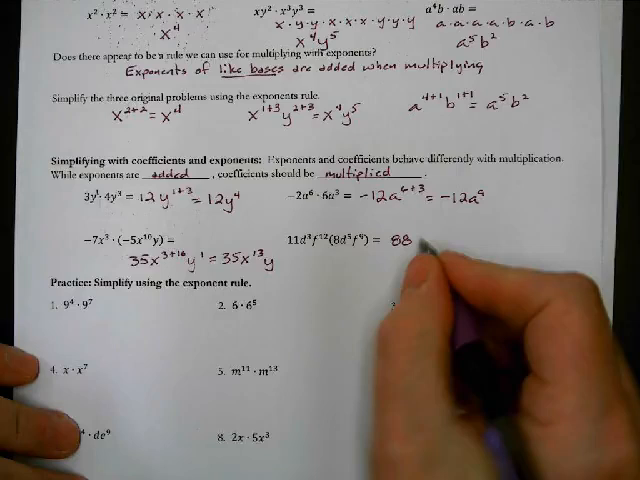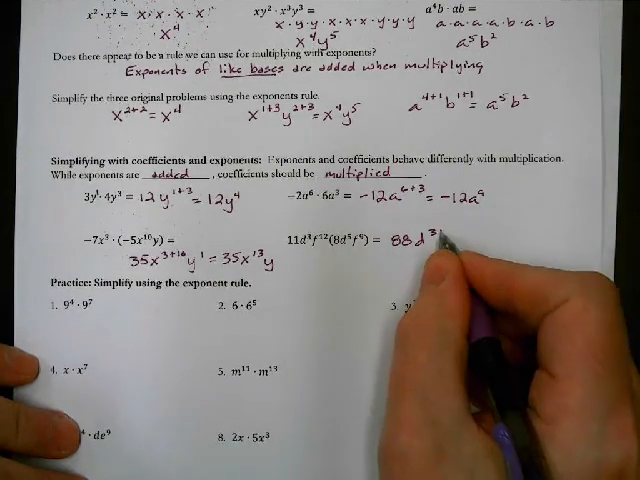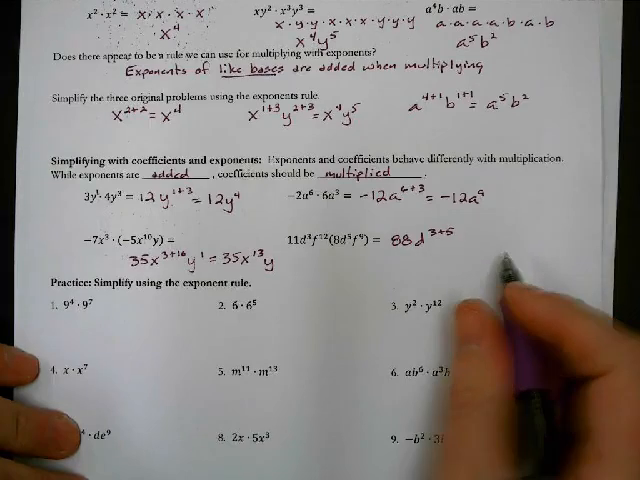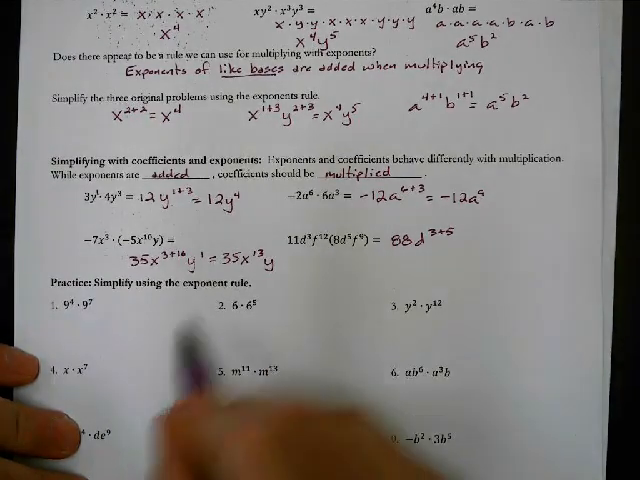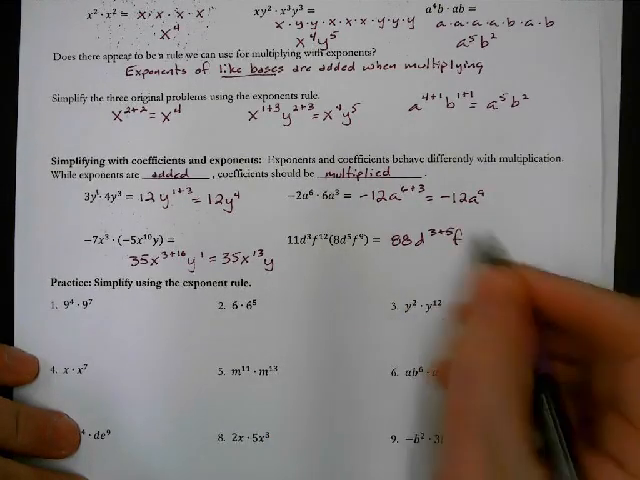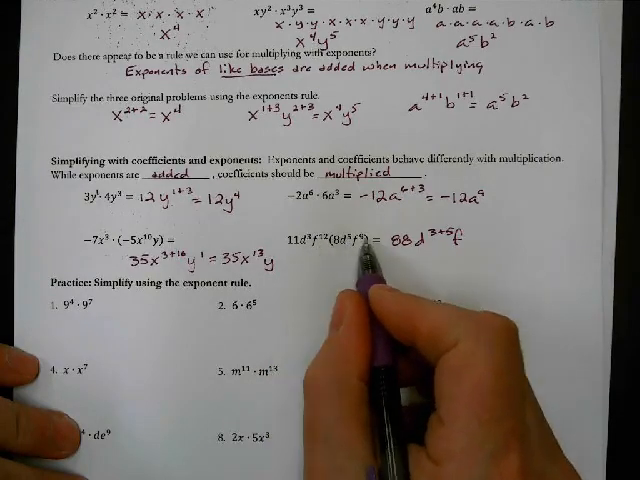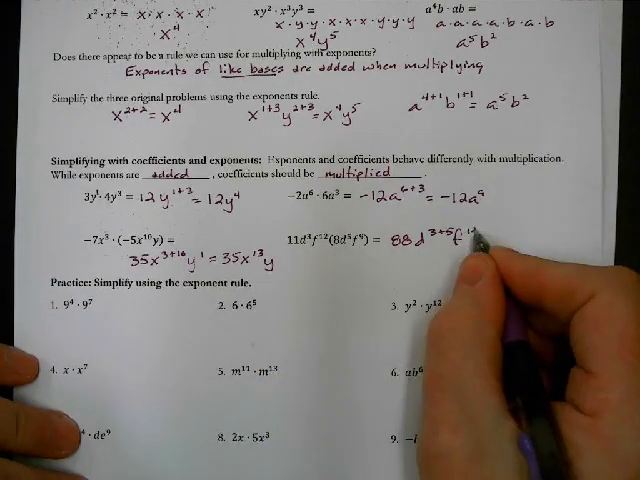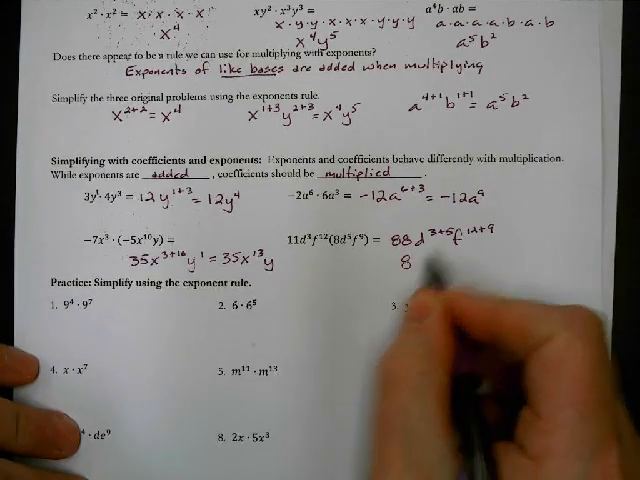D's, d to the 3, and then I have 5 d's over there, so 3 plus 5. This is all multiplication, so I'm just keeping track of how many d's I'm multiplying. Looks like I have 8 of them. Over here, f, different base, so f's only go with other f's, to the 12 plus 9. Final answer, 88, d to the 8th, and f to the 21st.